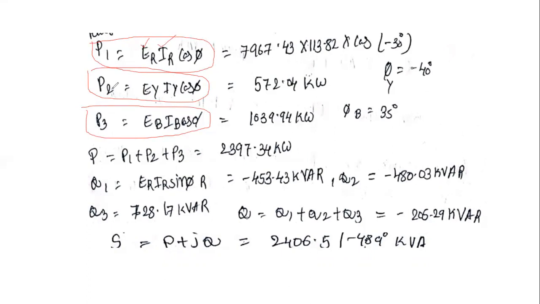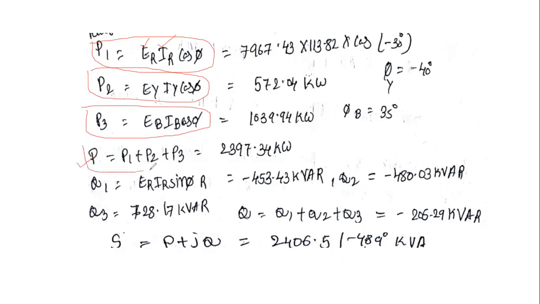Similarly, we calculate PY. PY is equal to EY into IY into cos phi. Next, we calculate PB, that is EB into IB into cos phi. After calculating the real power for each phase, we calculate the total real power.